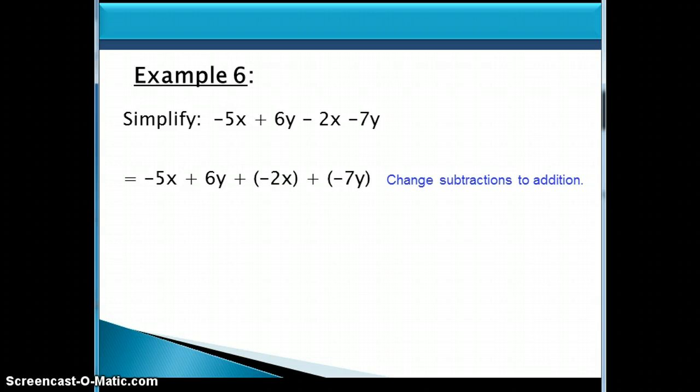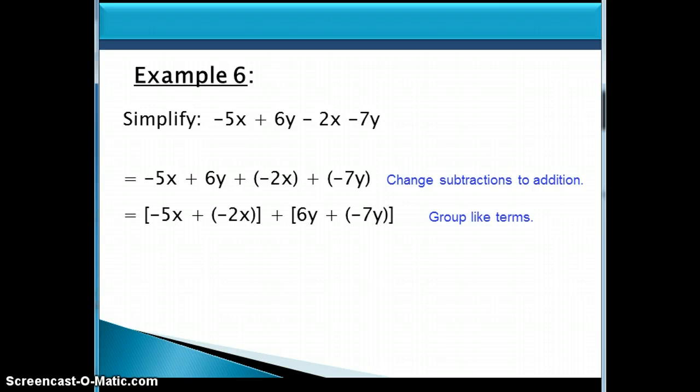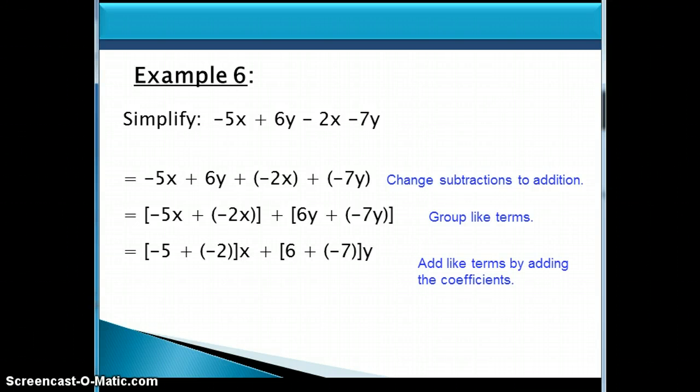Now notice that we have a couple x terms and we have a couple y terms. Now that it's all addition, we can rearrange those terms and group them how we like. So we'll put the x terms together and we'll put the y terms together. And remember, how we combine like terms is we're going to add their coefficients together. With the x's, we're adding negative 5 and negative 2. So we have 5 negatives, we add 2 more negatives to that, and that'll give us a total of 7 negatives. So negative 7 is going to be the coefficient on our x.